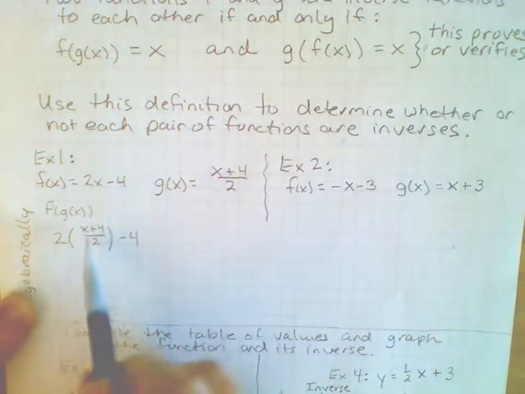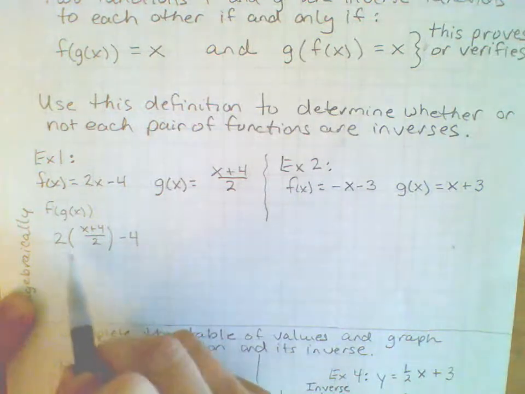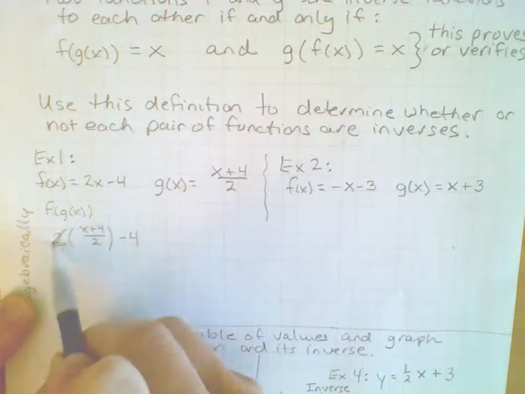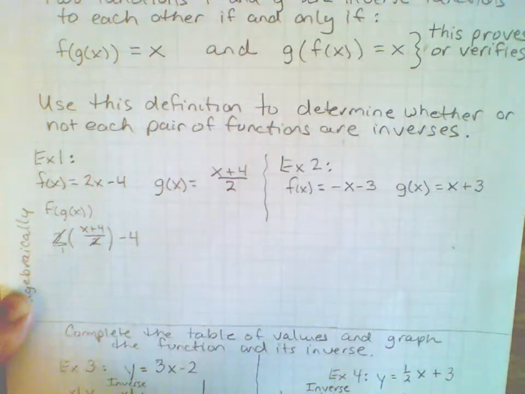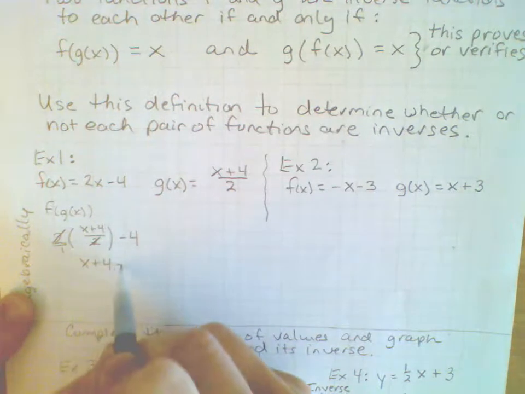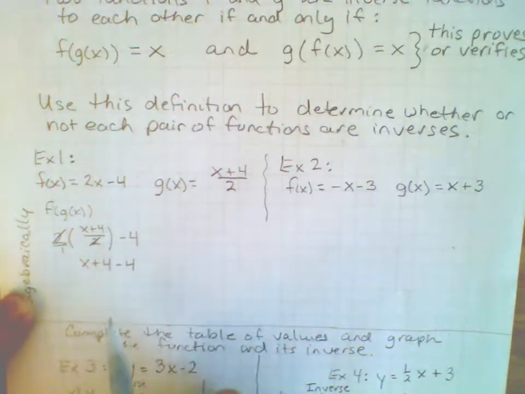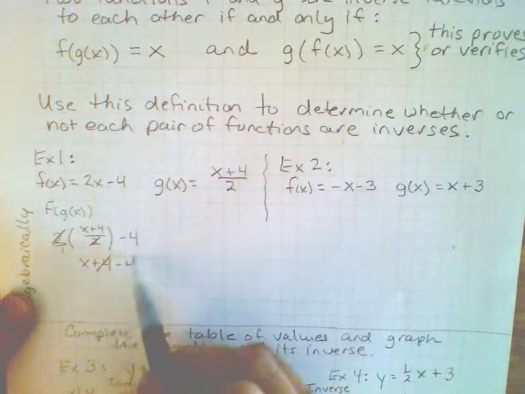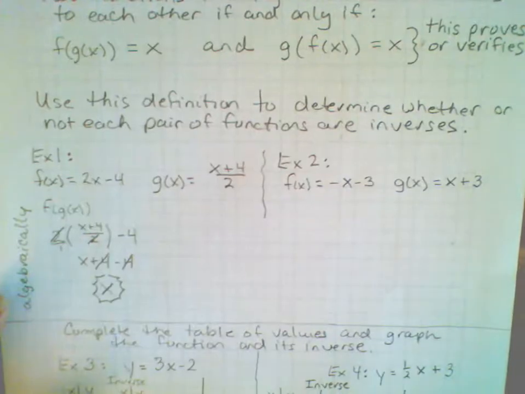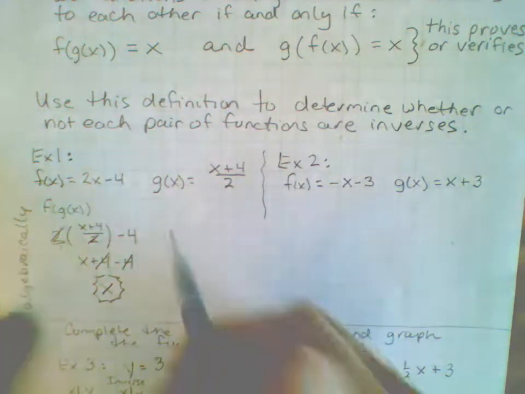Now since I've got this big fraction in the parentheses, I'm going to go ahead and cancel the 2's. Those cancel out, they cross cancel. That leaves x plus 4 minus 4. Then I can cancel the 4's, and that just leaves x. Okay, now that's what we wanted it to simplify to, but I have to prove that the second one, the g of f of x, also simplifies to be x.